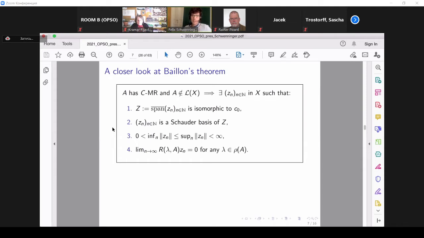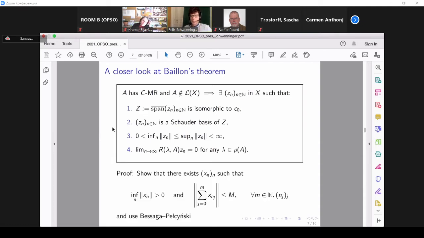And the last item, this is something that usually is not formulated when Baillon's theorem is written down, because this is part of the proof, namely that if you apply the resolvent operator to the sequence z_n and you let n run to infinity, this goes to 0. So this is a property we're going to use later on. That's why I stated it here.